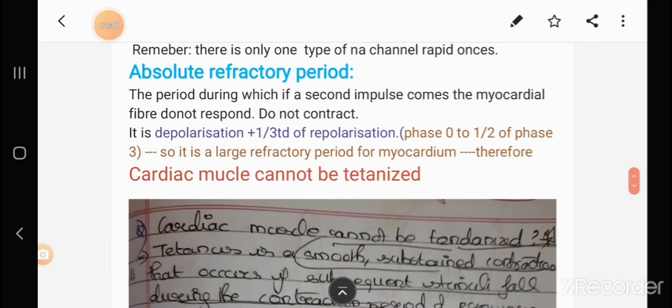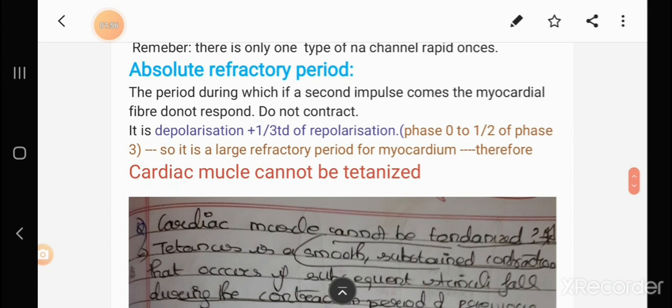It's a long phase. So the cardiac muscle has a very important clinical advantage, that is, the cardiac muscle will not get tetanized. So what is tetany? Tetany means smooth sustained contractions, right? For smooth sustained contractions, the stimulus for the second contraction should come during the contraction phase of the first stimulus. Only then can it happen.